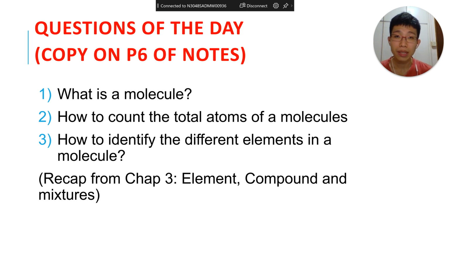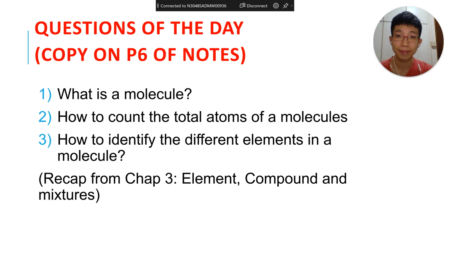So what is a molecule? This is the first one that we'll be learning. And how to count the total number of atoms in a molecule. The next one, how to identify the different elements in a molecule. This third question is a recap from chapter 3, elements, compounds, and mixtures. Under compounds, we have already learned how to identify the different elements in a molecule, which is to identify the different capital letters that you can see in a formula. So basically, this lesson will be zooming in on questions 1 and 2, because these are something new for you.